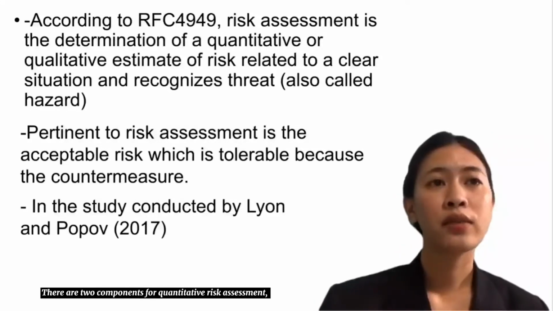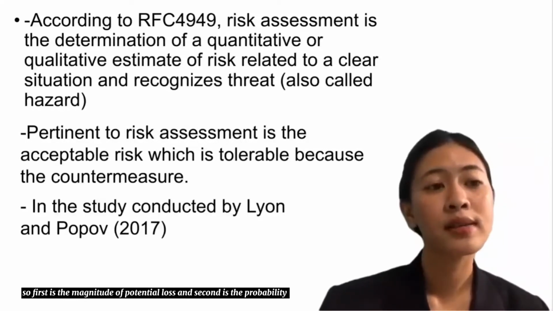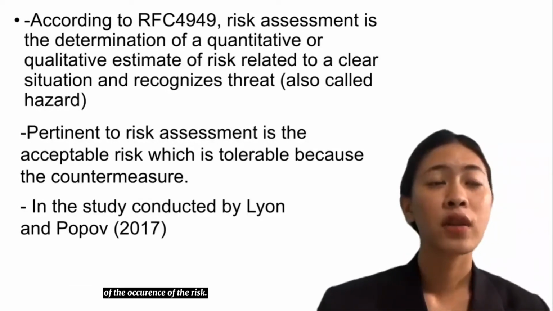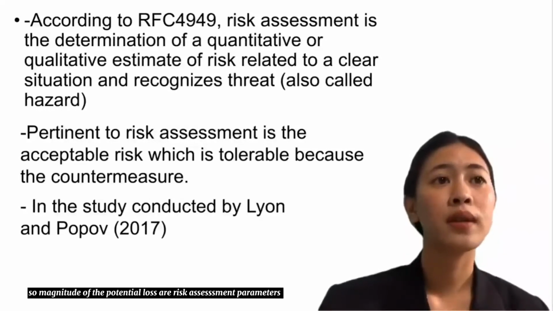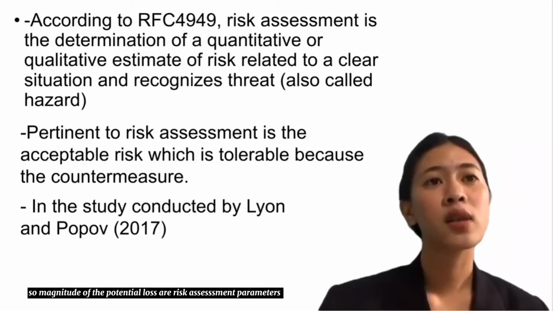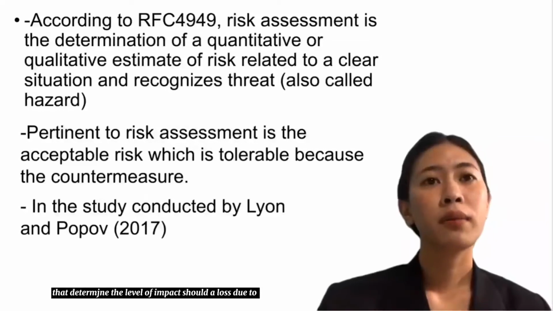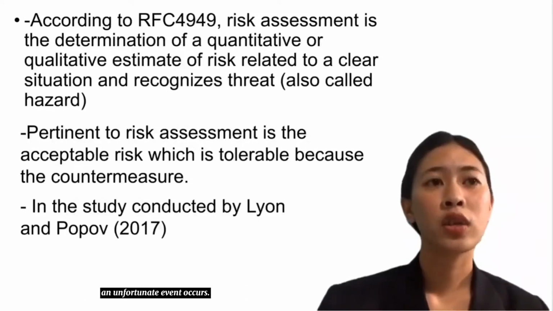There are two components for quantitative risk assessment. First is the magnitude of potential loss. The second is the probability of the occurrence of the risk. Magnitude of the potential loss are risk assessment parameters that determine the level of impact should a loss due to an unfortunate event occur.